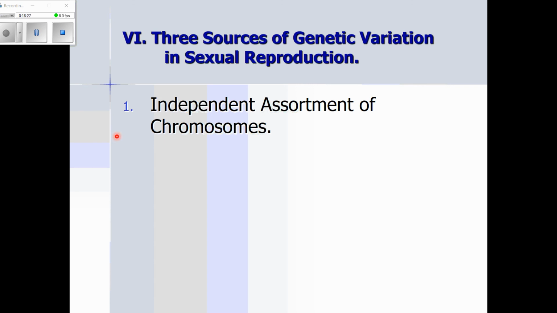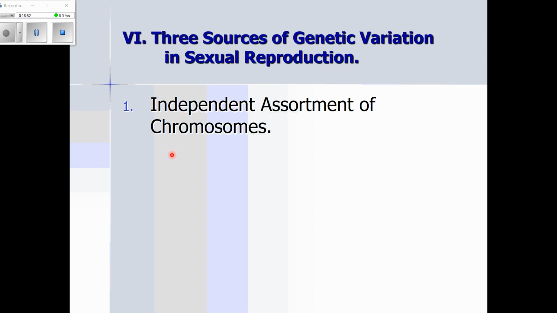In other words, 3 things that happen with sexual reproduction that ensure that no 2 sperm cells are going to be alike, no 2 eggs are ever going to be alike, and therefore no 2 offspring will ever be exactly alike, unless it's identical twins, and that's a whole different lesson. But that's the exception to the rule. Generally speaking, you do not look exactly like your siblings, even though you had the same mom and dad, perhaps.